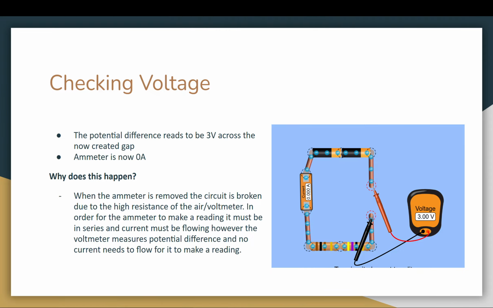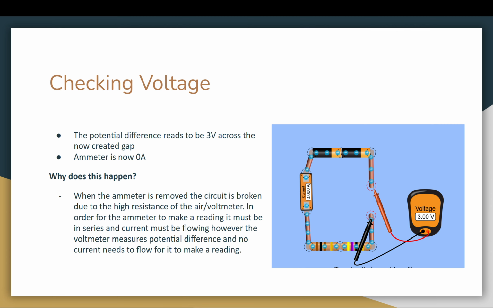Next, we checked voltage. So we removed an emitter and then put a voltmeter in its place. The potential difference reads 3 volts across the newly created gap, which is the total voltage of the batteries. But the emitter is now 0.